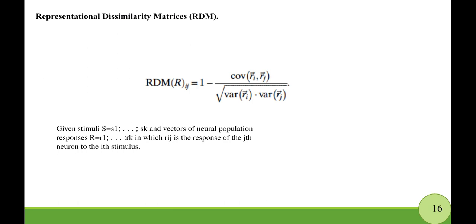And the way that they calculate these representational dissimilarity matrices is they calculate the covariance between two different stimuli. So imagine we have a car and a face, and we measure the covariance between those two, and we subtract it from 1 to make it a dissimilarity. If we wanted the similarity, we wouldn't need the 1 minus, so it's going to be the similarity of it.